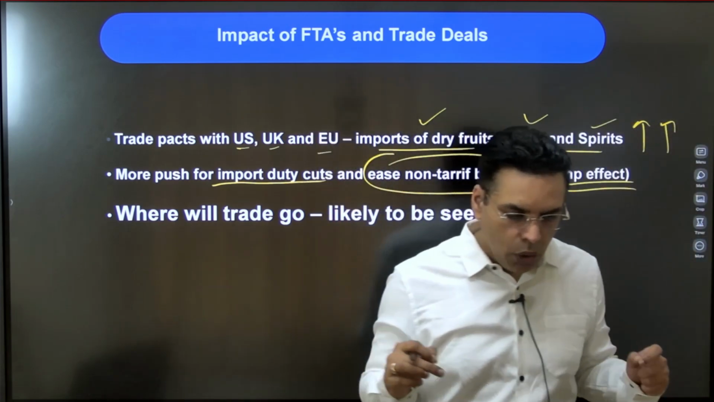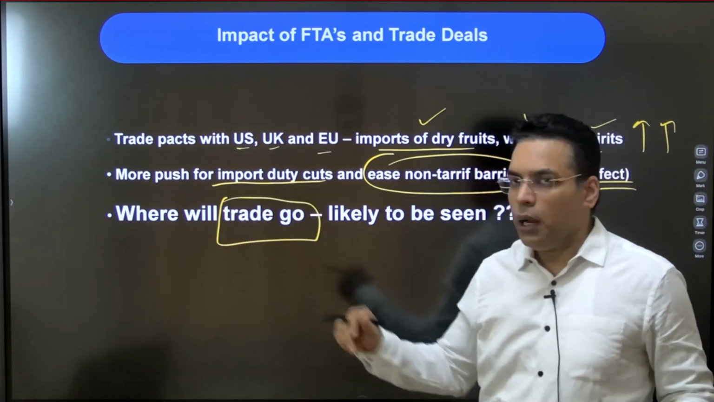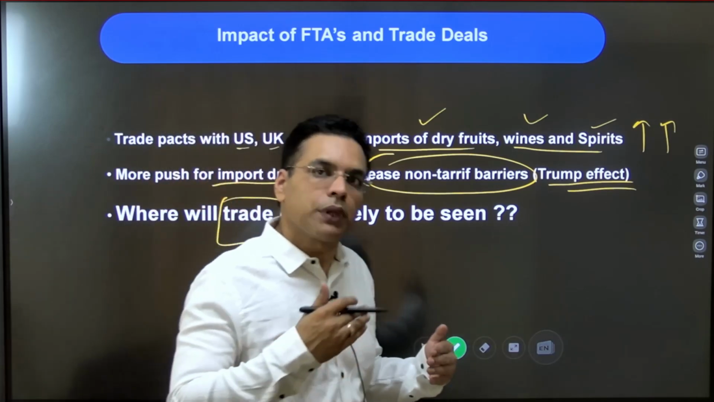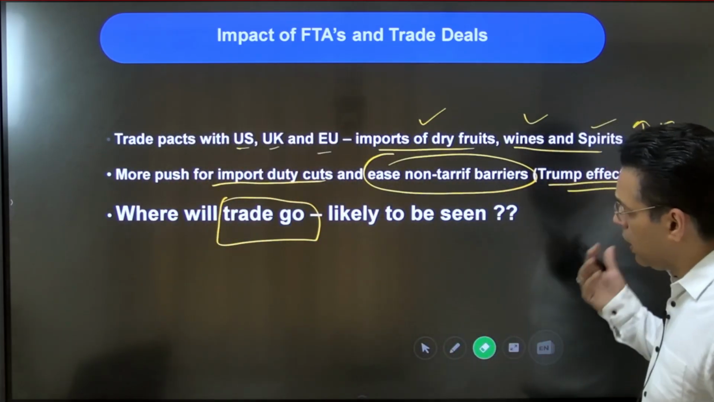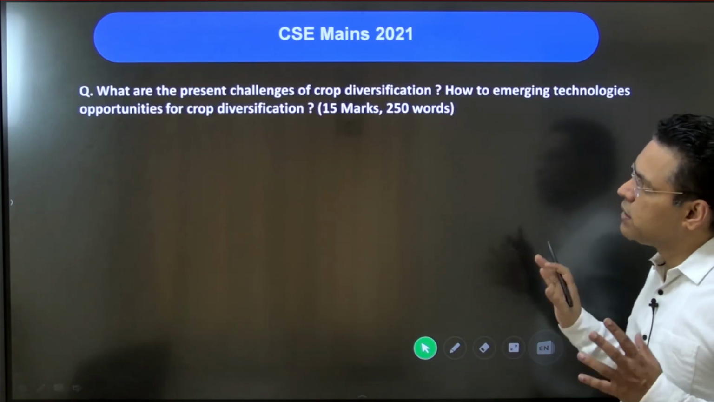Now the question comes, how will the overall scenario change? Where will the trade go? Only time will tell. But in general, FTAs might impact agricultural trade adversely, negatively, in comparison to a positive effect. So this is the impact of the trade deal. Now let's see some MCQs.